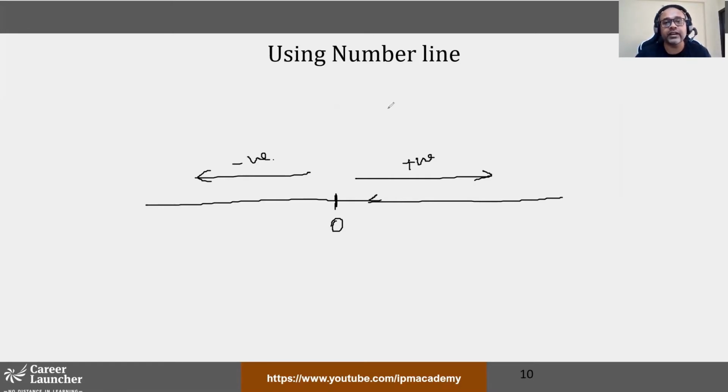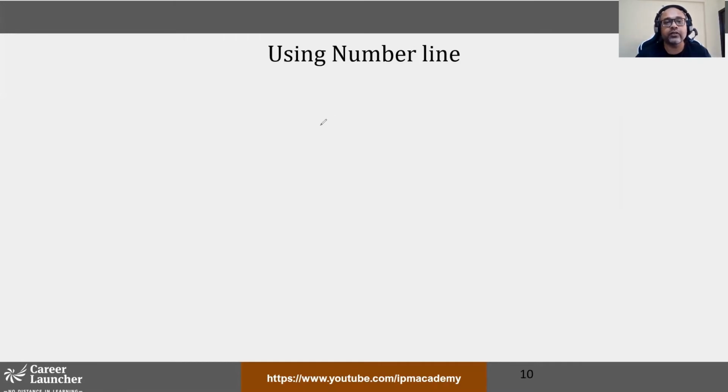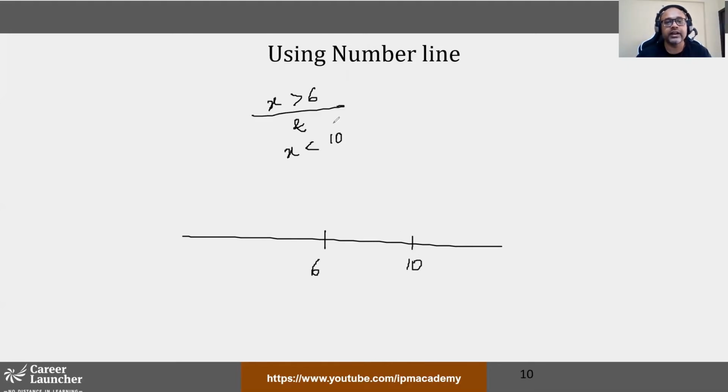Okay, so if I say, what is the answer when x is greater than 6 and x is less than 10? When you want to use a number line, you have to take 6 and 10. First plot the x greater than 6. So cover all the area greater than 6. That is in red color. Now plot the area x is less than 10. X is less than 10 means this entire area is less than 10.